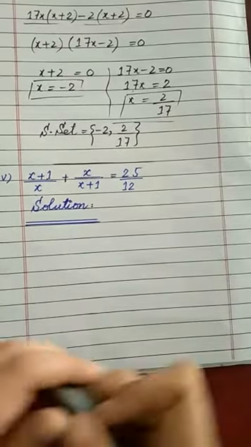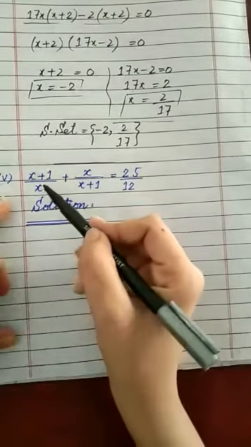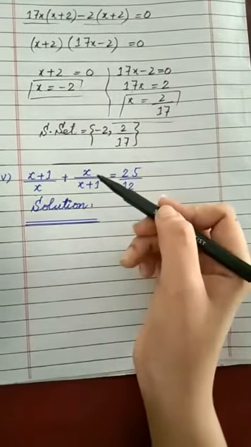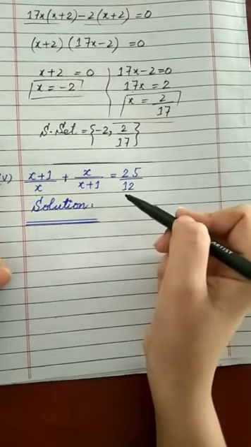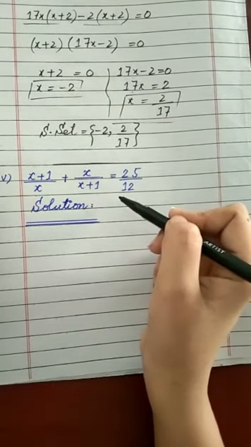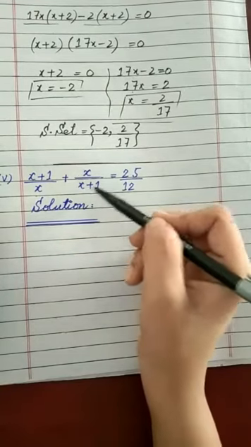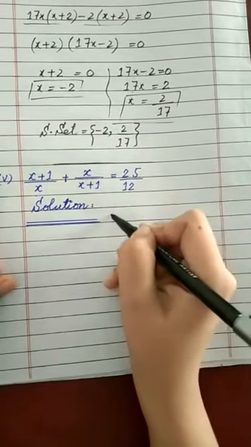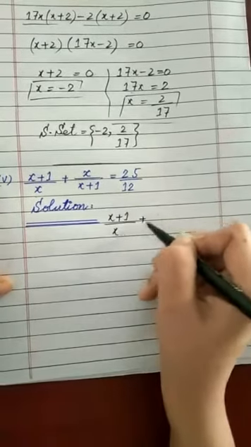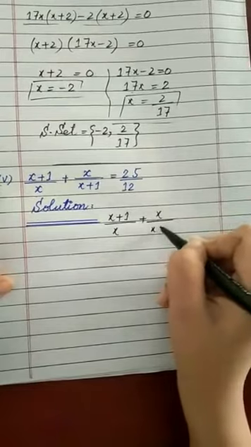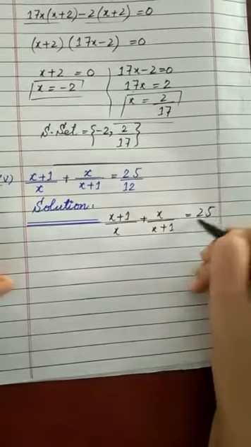Okay, students, question number 2, part 5. Now I'm going to solve for you. The equation is given. We will firstly mold it into quadratic form, and then we will solve it by factorization method, as is asked. So x plus 1 by x plus x by x plus 1 is equal to 25 by 12. It's in fraction form.